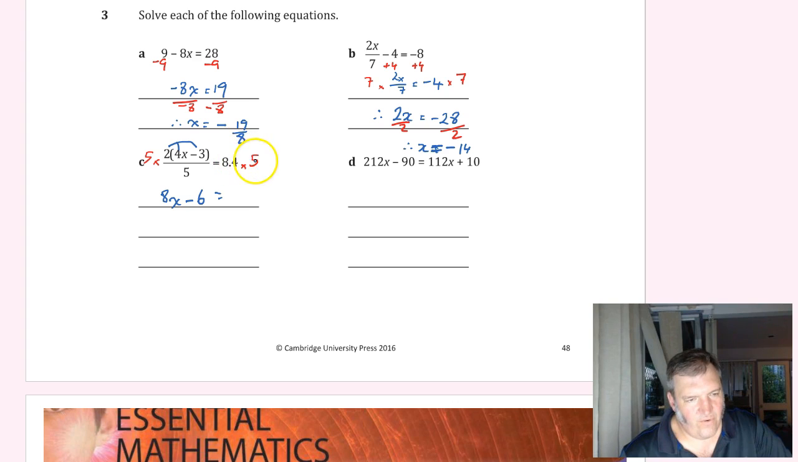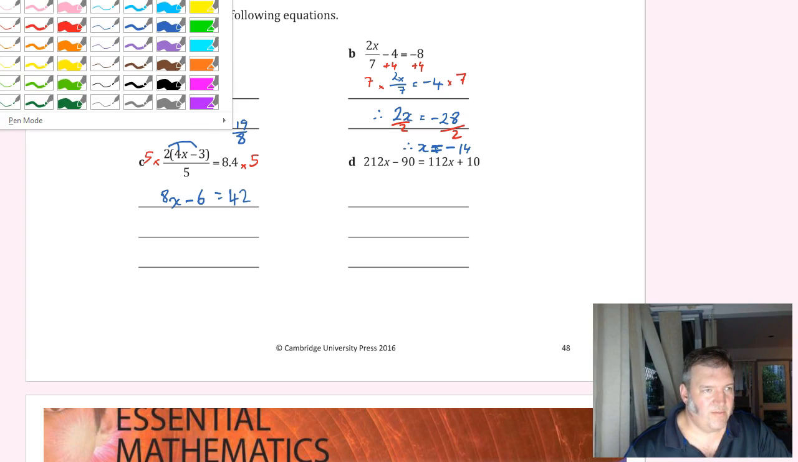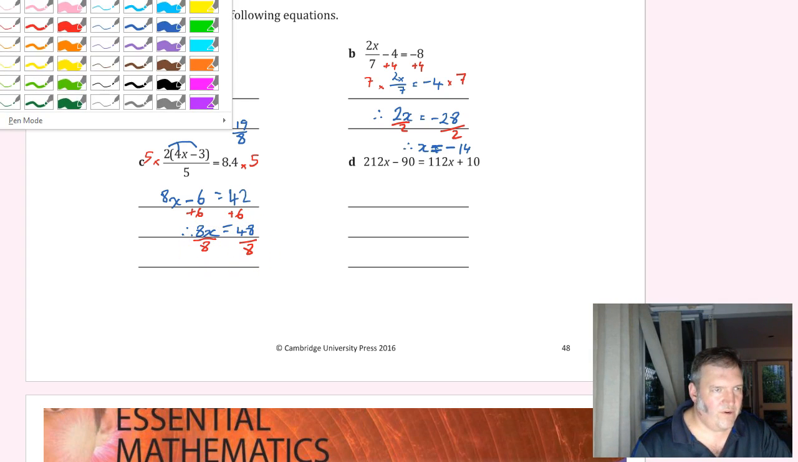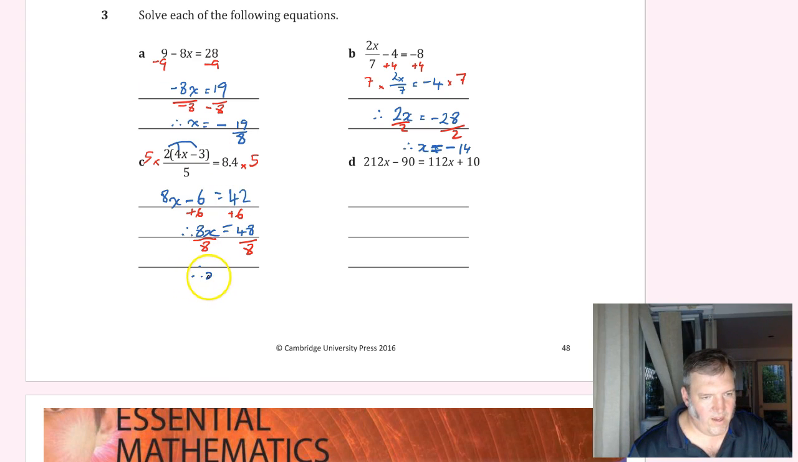5 times 8.4. Well, 5 times 0.4 would be 2, and 5 times 8 is 40, so that must be 42. Well, what looks pretty tough has become pretty easy. To get x on its own, I want to do the opposite of subtracting 6, so I add 6 to each side, and I have 8x equals 48. Last step: the opposite of multiplying by 8, the inverse operation, is to divide by 8. So we divide by 8, and therefore x equals 48 divided by 8, which is 6.